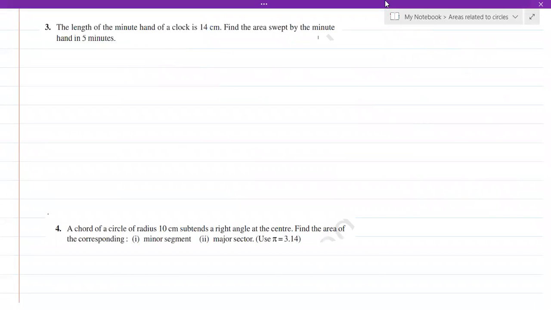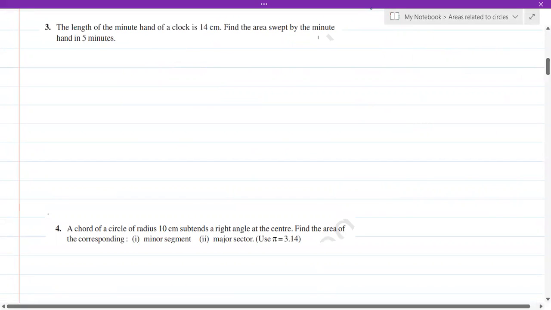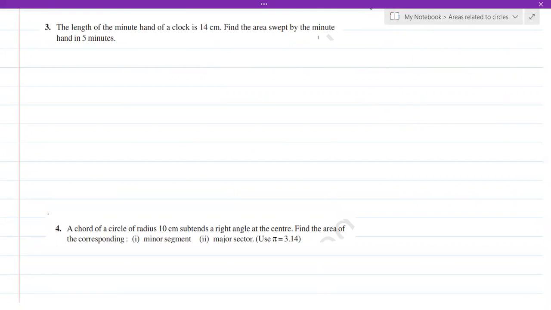Okay, so let's get into the next question. Before that, I forgot to mention this formula: we can find the length of the arc. Any arc, minor arc or major arc. The length of the arc is given by theta by 360 into 2 pi r. Also note down this formula. Length of the arc is equal to theta by 360 into 2 pi r.